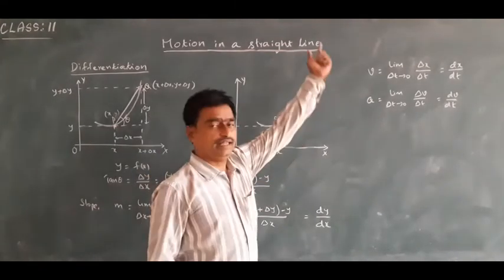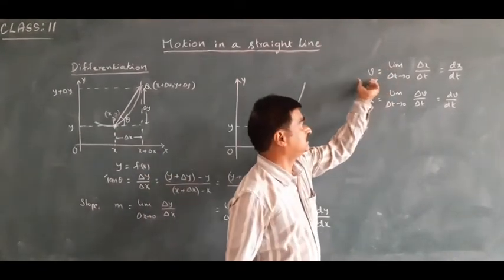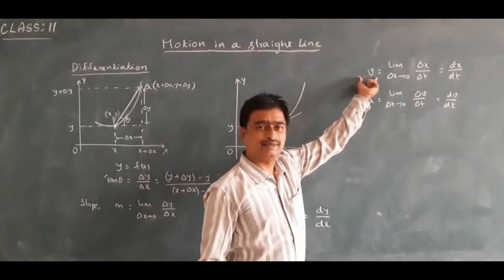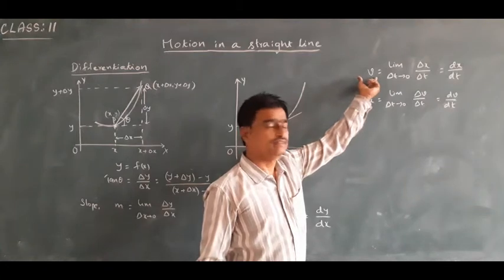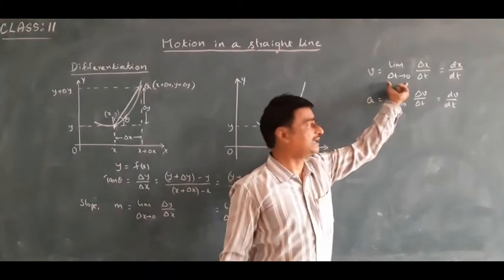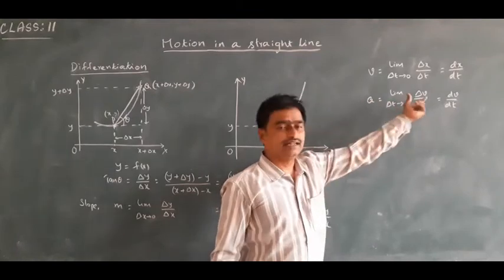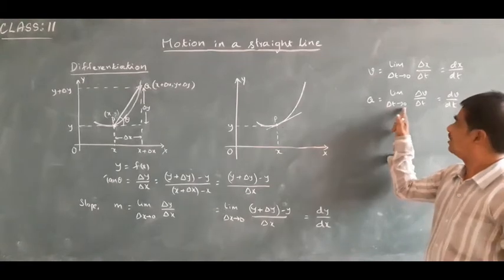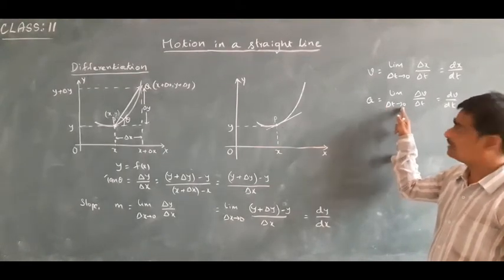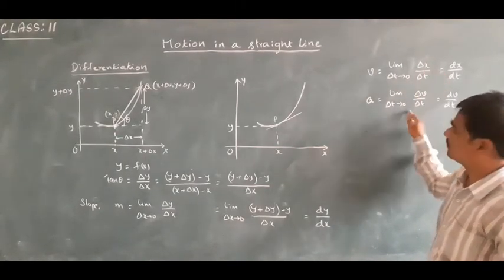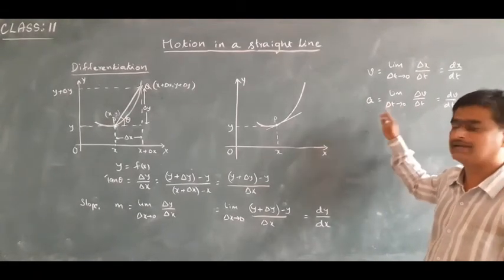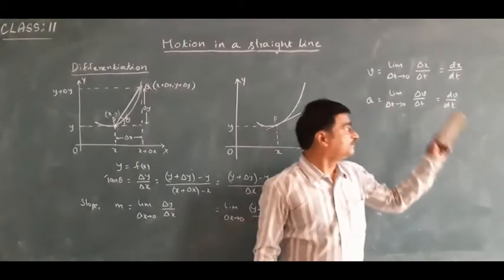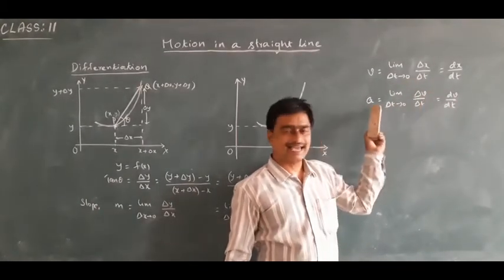In our applications, the differential of position or displacement with respect to time is called velocity. In the same way, the differential of velocity is called acceleration. Always we take this variable as time. Time rate of displacement is velocity. Time rate of velocity is acceleration.